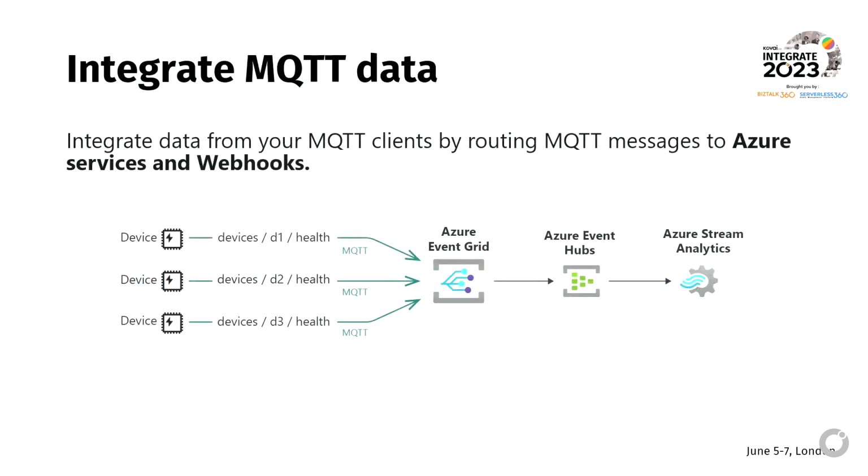And finally here, you need, of course, to integrate all of this MQTT data. We offer that through our routing functionality that enables you to push MQTT messages to Azure services and custom webhooks. And of course, this will enable you to make the most out of your IoT data and IoT telemetry by leveraging this data for use cases like storage, analysis, visualizations, event-driven architectures or event-driven solutions, among many other use cases.